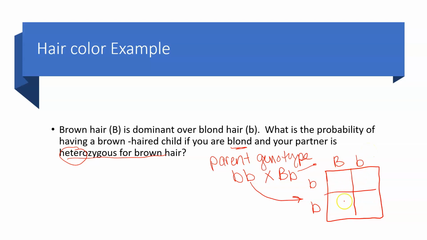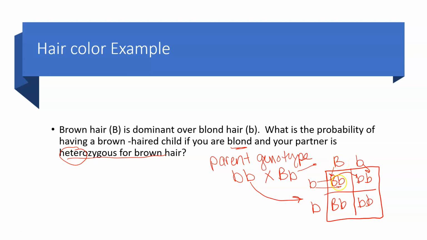Now, all of these squares in here represent the offspring. So we're actually going to fill in the box then, based on what we have. So little b, big B, little b, little b, little b, little b. So you see that? This one came down here, this one came over here. This one is here, this one is here.